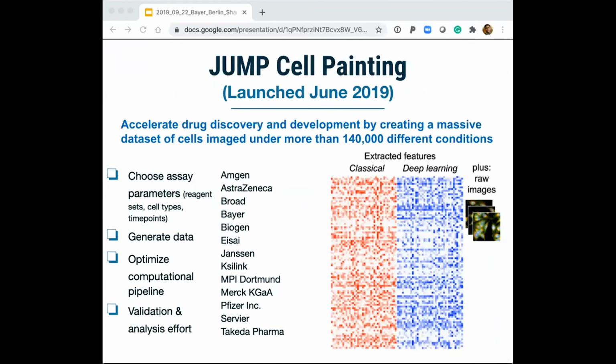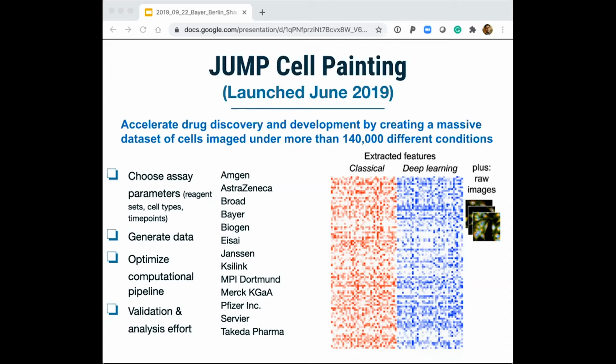In closing, I just wanted to mention the Joint Undertaking in Morphological Profiling, or JUMP, using cell painting. It's a consortium of about 10 pharma companies and 3 academic groups led by us at the Broad, who are committed to creating the first large publicly available cell painting data set. This data set will generate over 140,000 compound profiles and over 10,000 genetic profiles, which will be done across multiple sites.